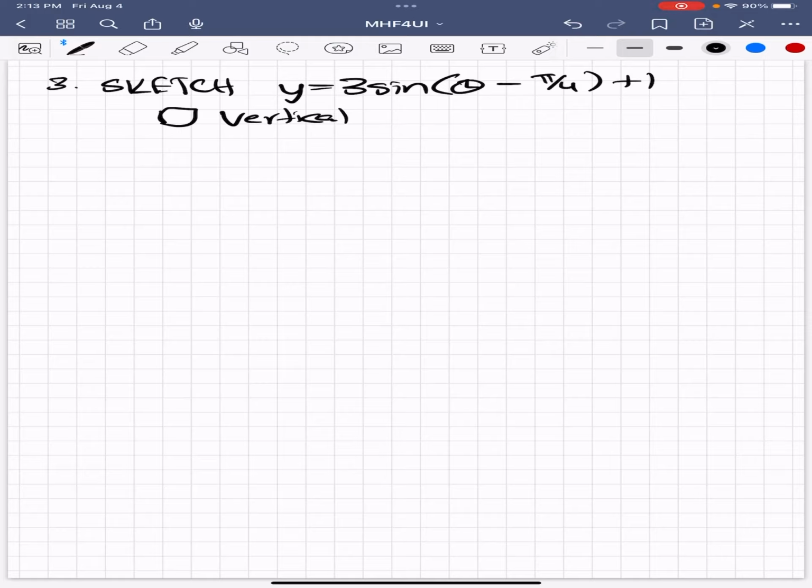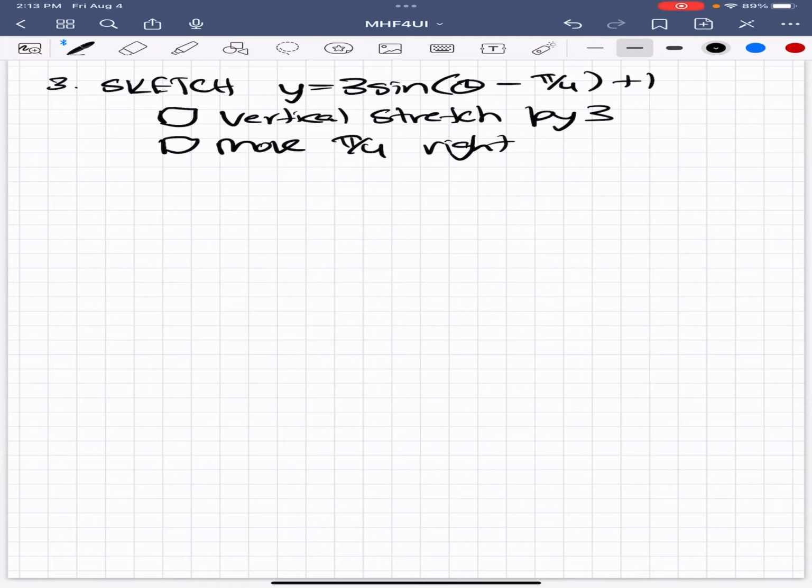Oh, I see a 3. A is 3, so it's going to be a vertical stretch by 3. We're going to go back to take it out. It becomes a plus sign, switch the operational sign, plus, moving up the graph, so you're going to move it right. And we're going up 1. And time for the chart.